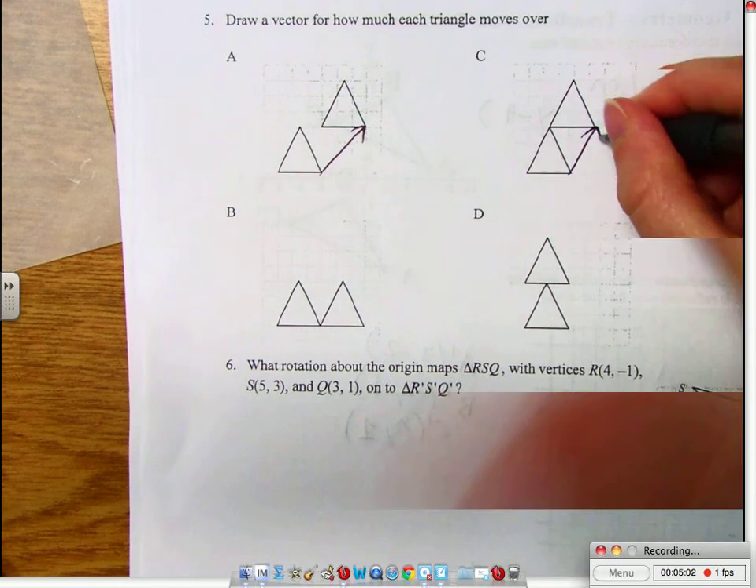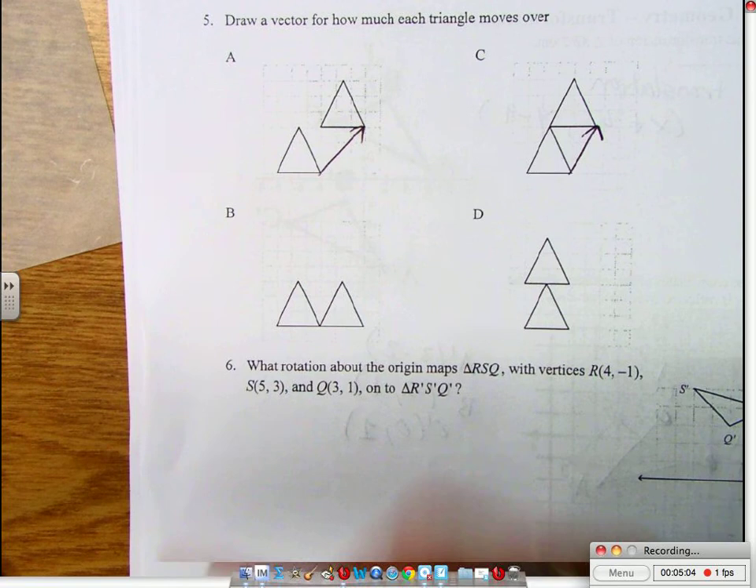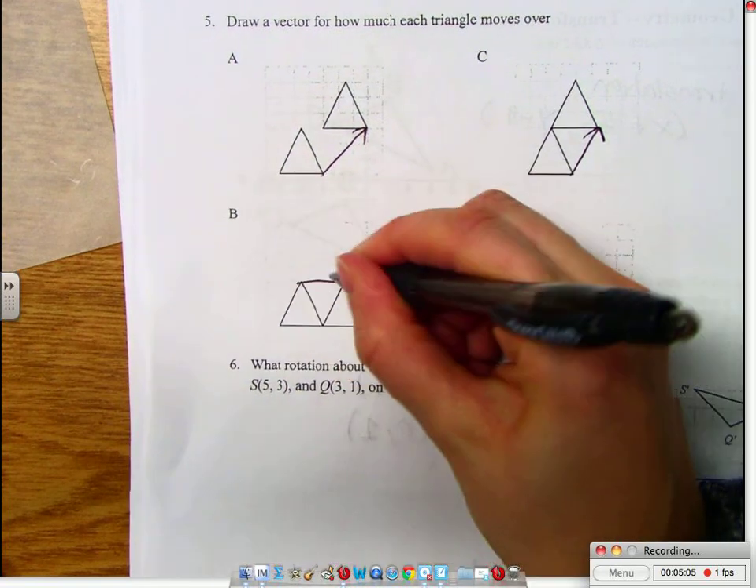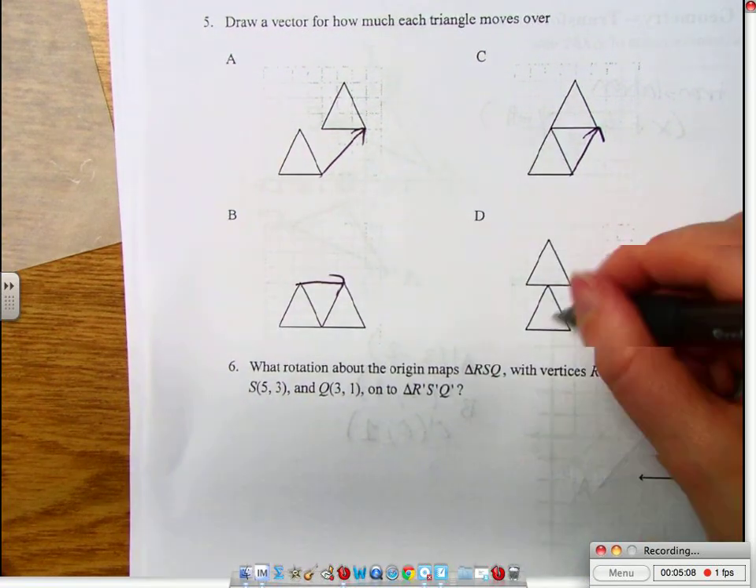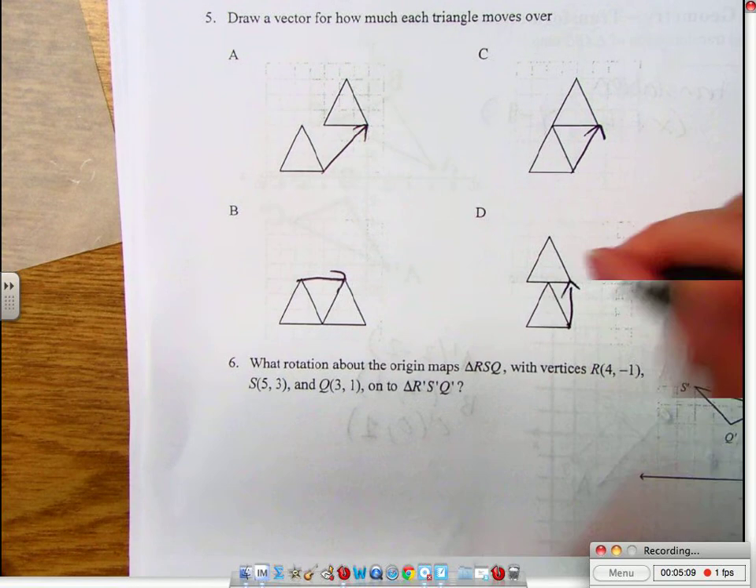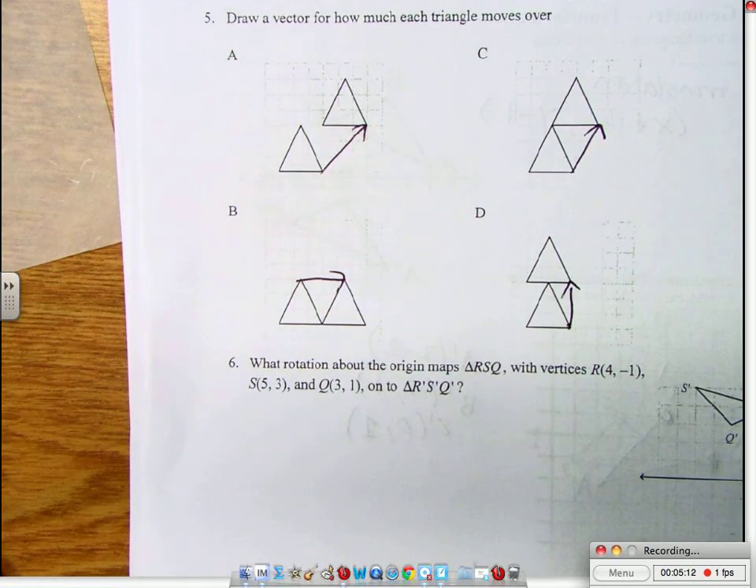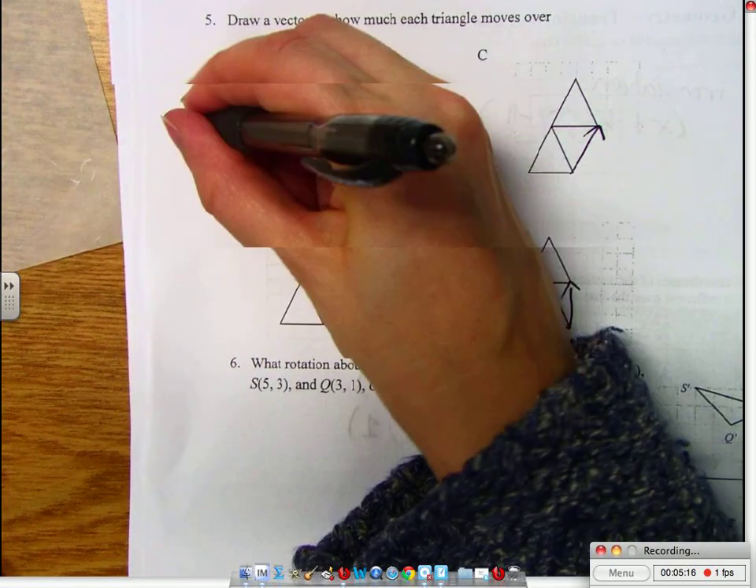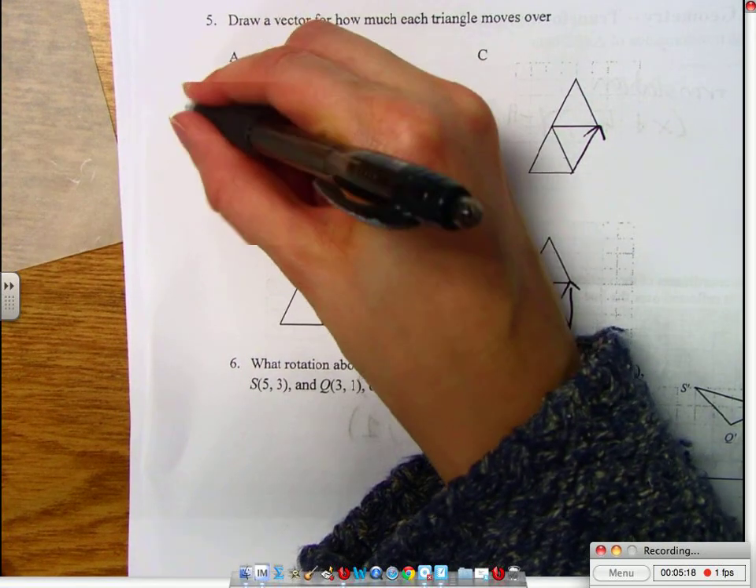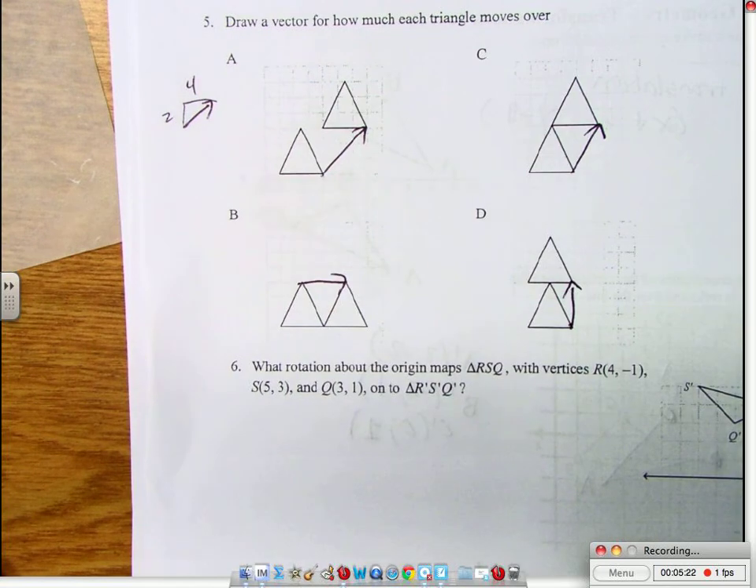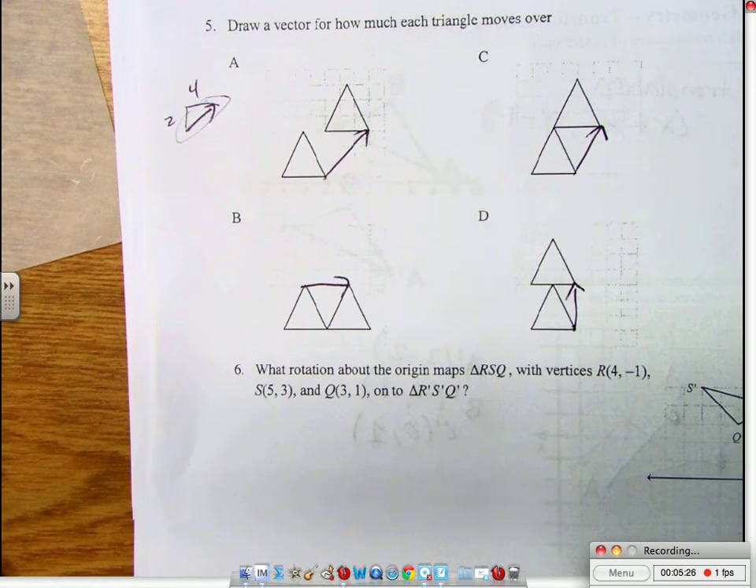Here's a vector for this one. Here's a vector for this one. Here's a vector for this one. Okay? On your test tomorrow, it'll show a vector where it's like going, I don't know, up 2 over 4, and you have to figure which one of these does that. It goes up 2 over 4. But it'll just show you that little arrow, and you'll have to count how much goes up and over.